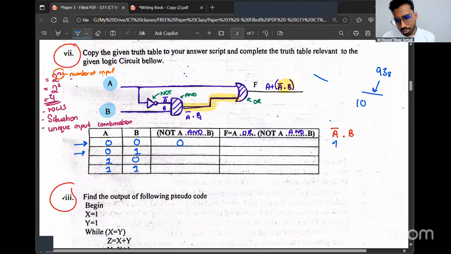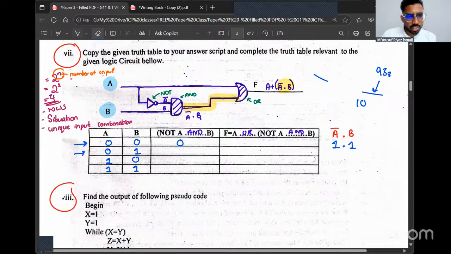Perfect. Opposite of A means 1. 1 dot B. B is representing how much in the second row? Yes, in the second row, the value of B is 1. See, in the second row, the value of B was 1. So I had 1 there.